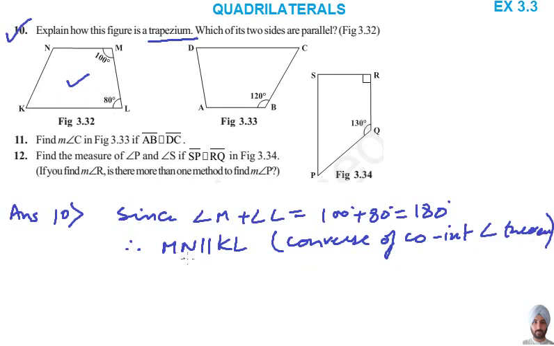So MN is parallel to KL. It implies KLMN is a trapezium, because to prove any quadrilateral is a trapezium you need only two opposite sides as parallel. Okay, so let's move on to the next question, question number 11 now.